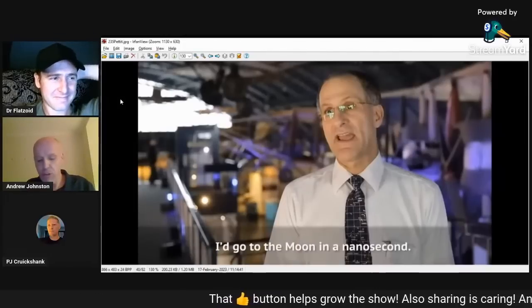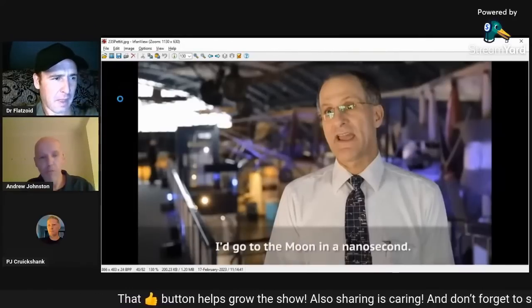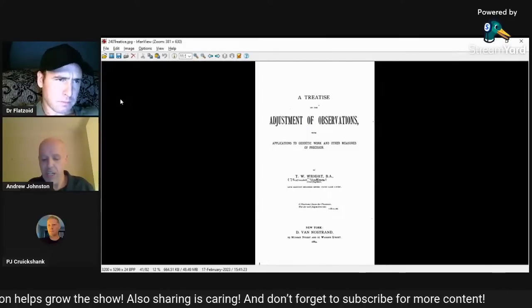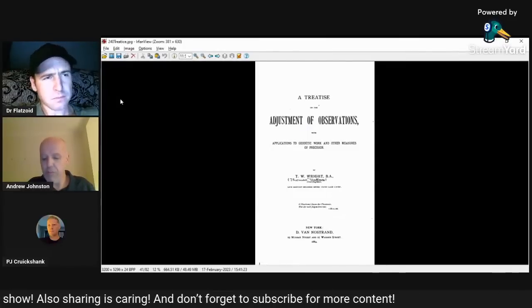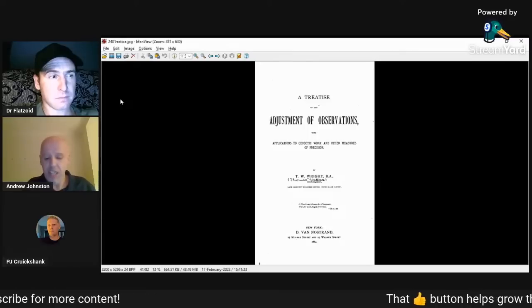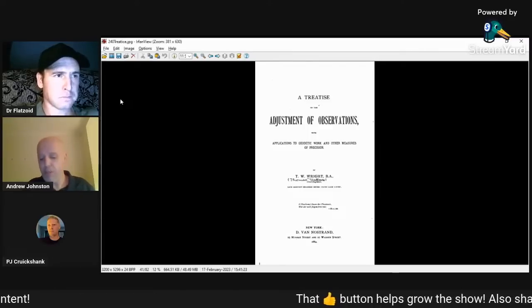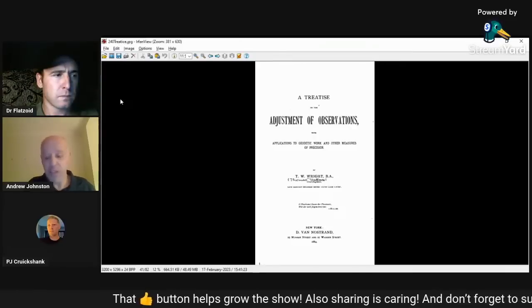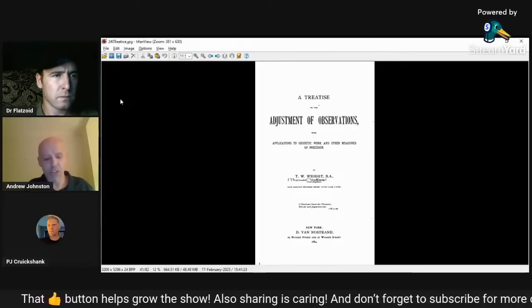The transcontinental triangulation used a method from this book, The Treatise on the Adjustment of Observations, in 1884, which itself is based on a mathematical process called least squares regression analysis. Needless to say, the method is quite involved, but it is just a mathematical way of averaging all your observations and minimizing the total amount of error across your entire network.